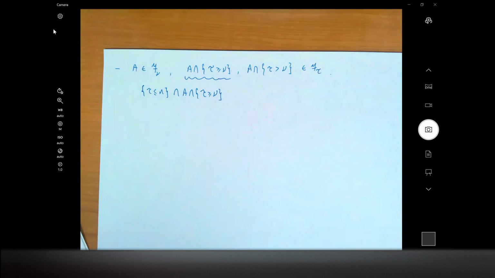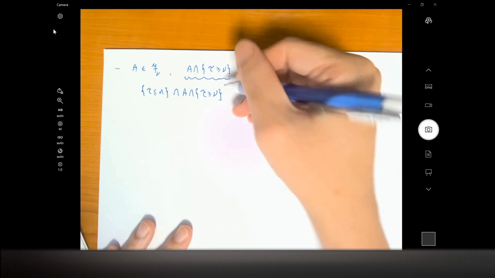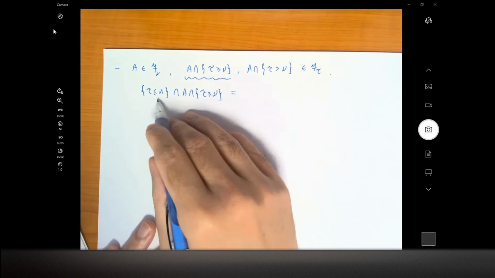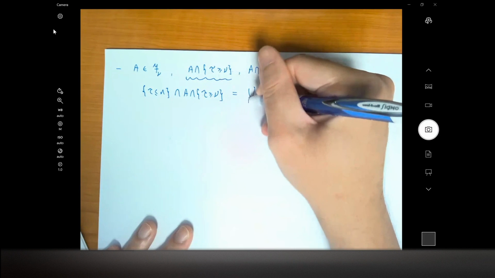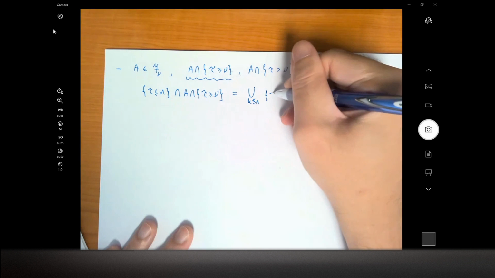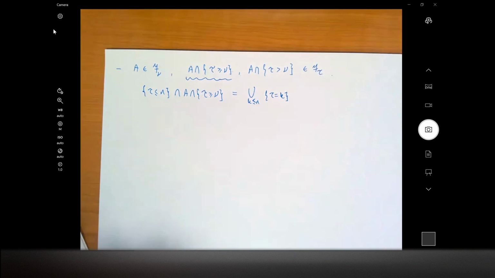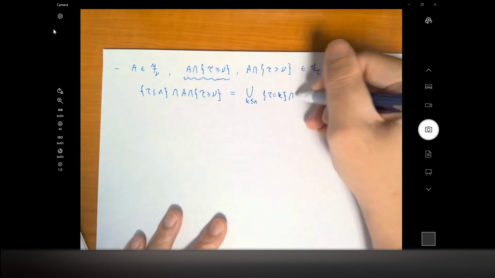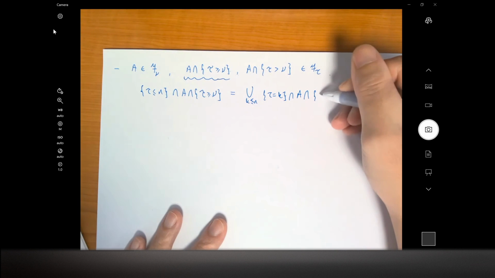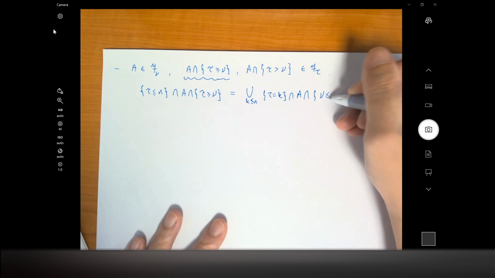I want to prove that this is inside Fn for all values of n. Actually, all these proofs are quite simple. It's always using the same technique. So break this into a union of sets. Now my tau equals k. Intersect A and tau equals k. So I can replace tau with k, so my nu will be smaller than k.